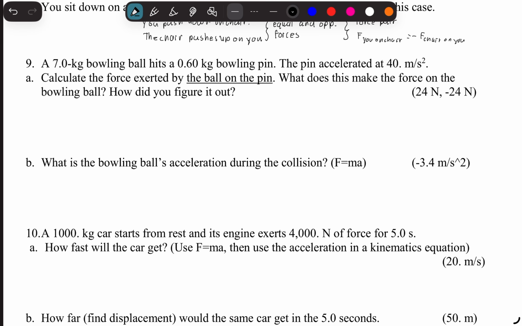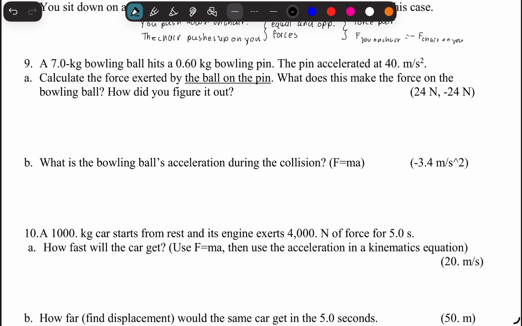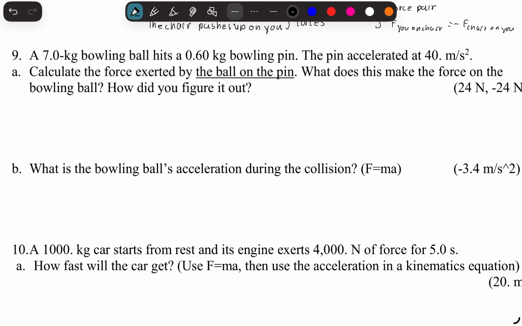A 7.0 kilogram bowling ball hits a 0.6 kilogram bowling pin. The pin accelerated at 40 meters per second squared. Calculate the force exerted by the ball on the pin. What does this make the force on the bowling ball? How did you figure this out?